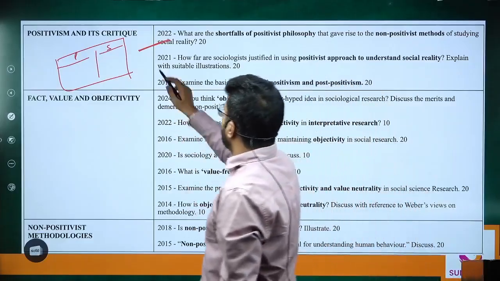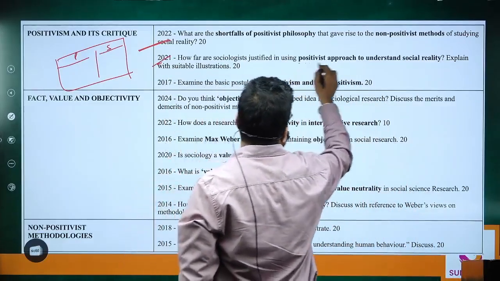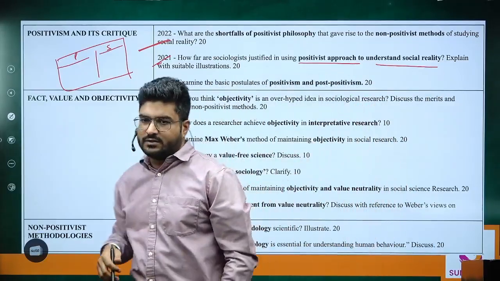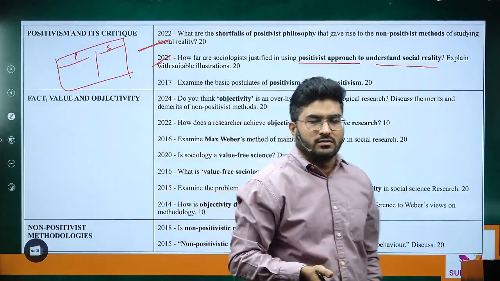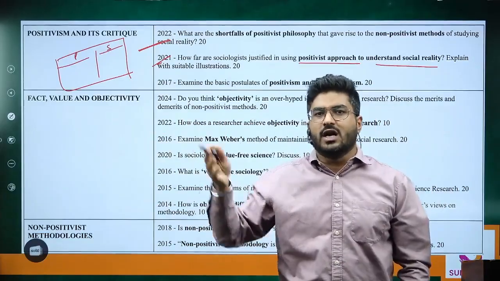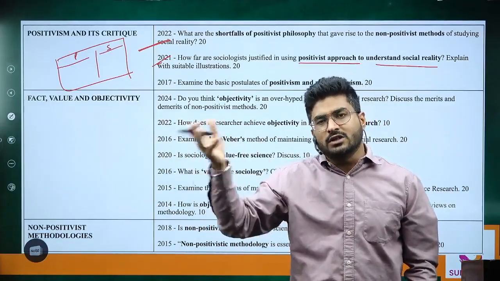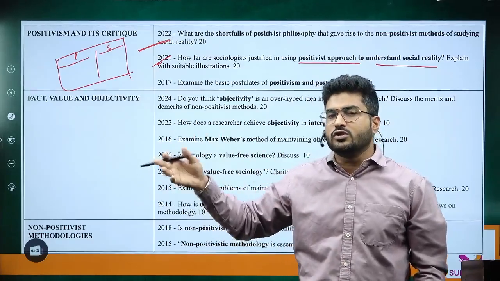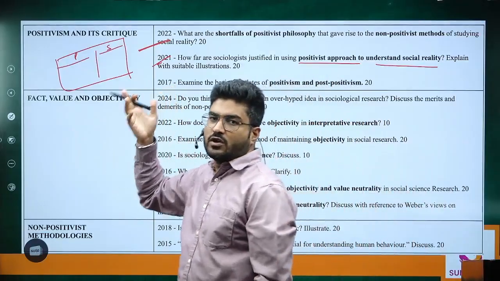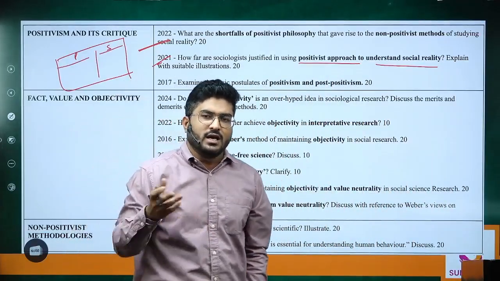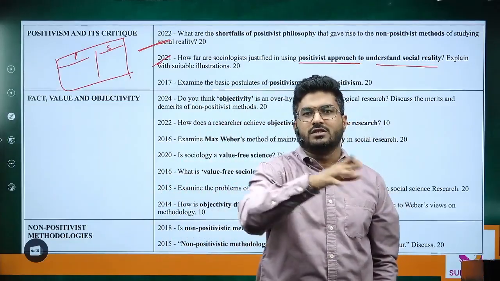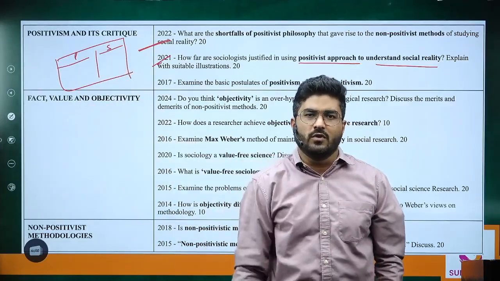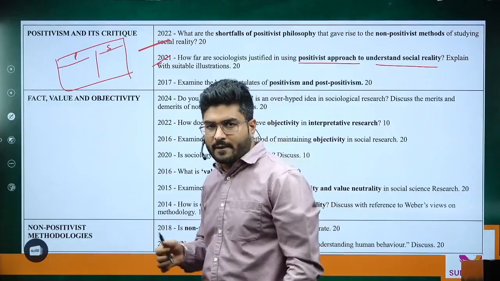Then 2021: how far are sociologists justified in using the positivist approach to understand social reality? Explain with illustrative examples. What illustrations can you write about here? Auguste Comte's positivist approach, Emile Durkheim's positivist approach. In the end, Karl Marx also tried to use the positivist approach. How? Because he also focused on giving a grand theory when he talked about the mode of production and class revolution, that in the end this system will be diminished and degraded, and a new system will be born, which we talk about in the form of socialism. A socialist society will be there.